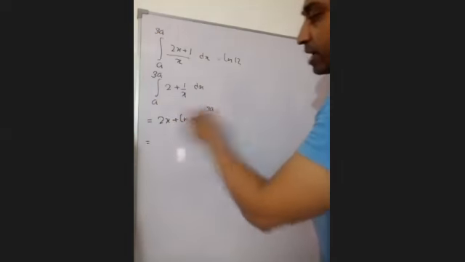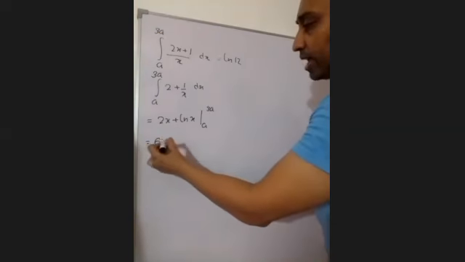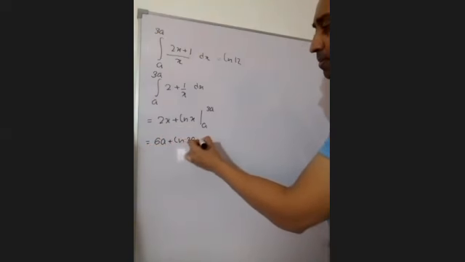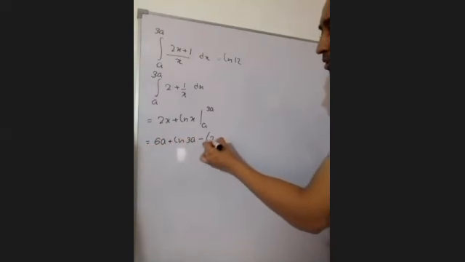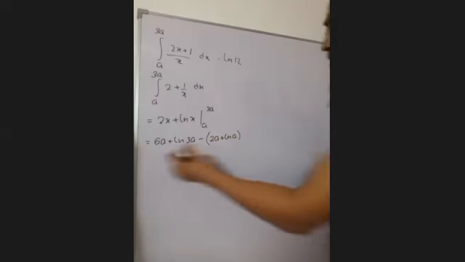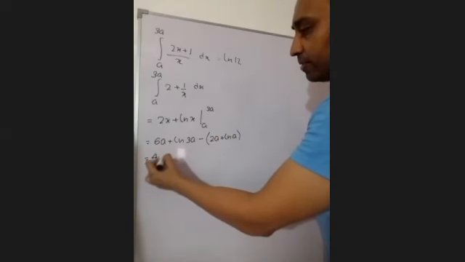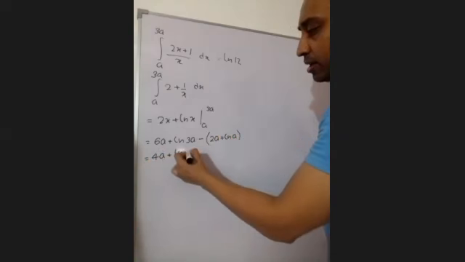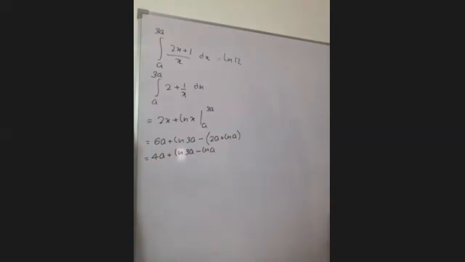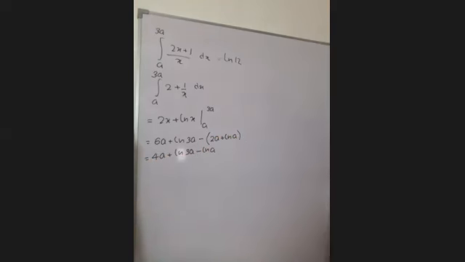Then if you substitute into this definite integration, 6a plus ln 3a minus 2a plus ln a, this turns out to be 6a minus 2a, which is 4a, plus ln 3a minus ln a. They have given this is ln 12. Find the exact value of a, right? Let's try to do this.